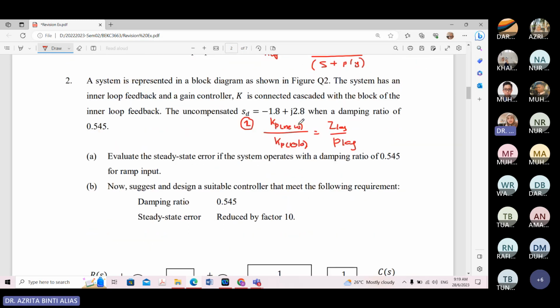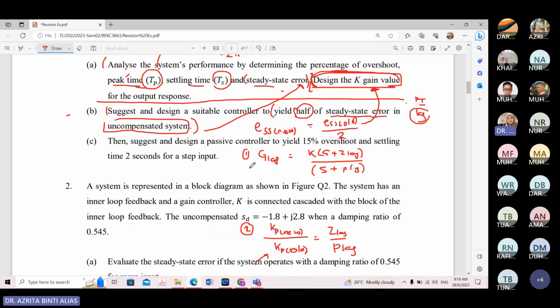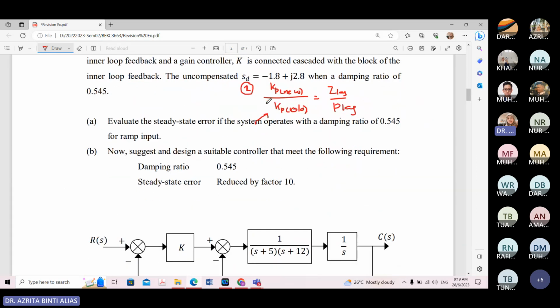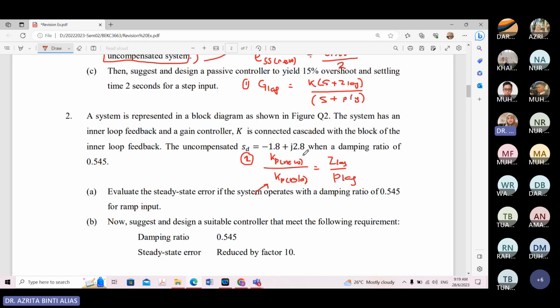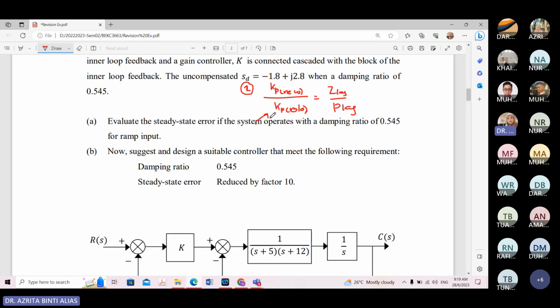Okay, so from this equation, that means we need to find the value of Kp new and the value of Kp old. Kp old refers to the K gain controller or the uncompensated system. Kp new is based on our design requirement. So first, we find the Kp old.